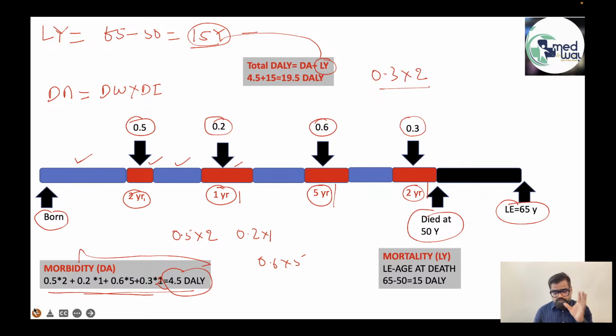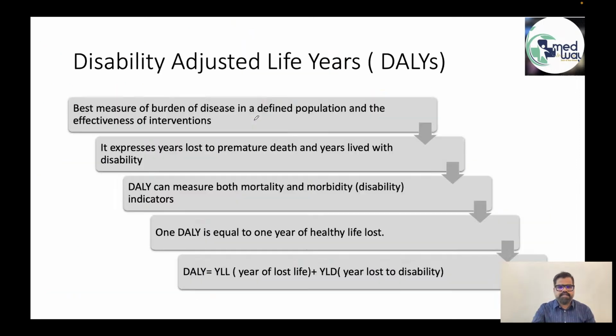The person is not dying, the person is only sick. But for the disability adjusted, you have given disability weight, you have taken the duration of illness, and based on that you have calculated DA. So that is 4.5 here. So if you now add 15 plus 4.5, 19.5 DALY. And 1 DALY is equal to 1 year. So this person lost 19.5 years. 15 years due to premature death and 4.5 years due to disability or morbidity. So DALY is an indicator which measures morbidity and mortality together, right?